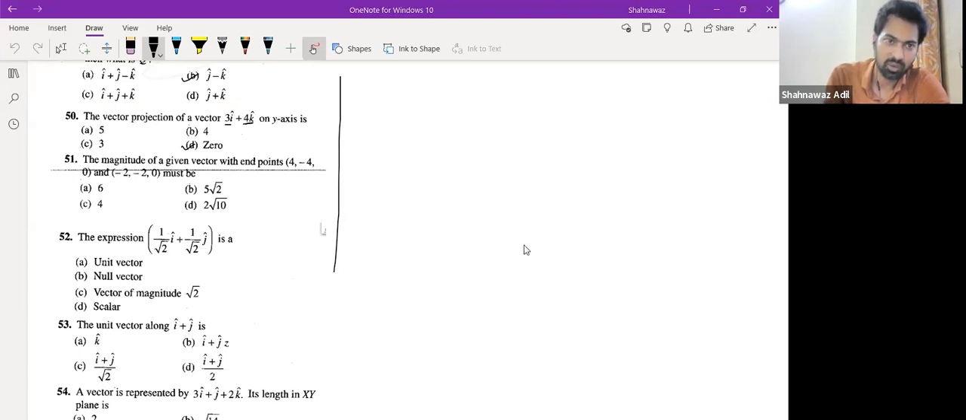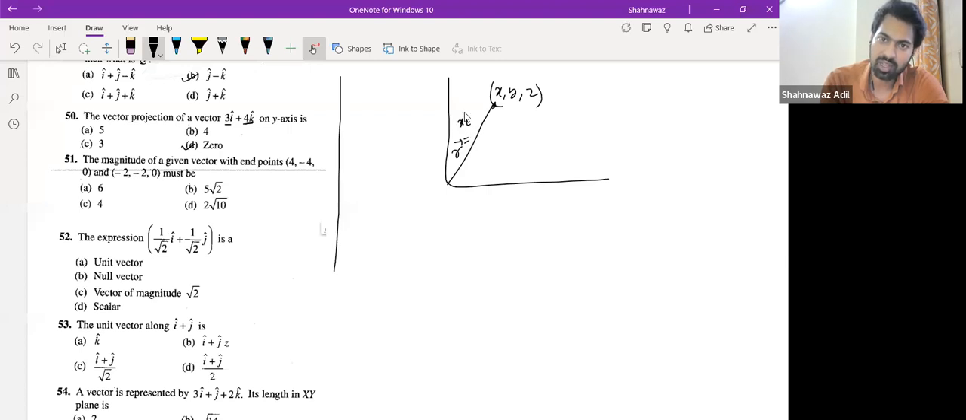Whenever any coordinate point is given, let's say x, y, z, we can write the position vector as xi plus yj plus zk. So whatever the quadrant, let's say this is 3, 4, 5. What would be the position vector?